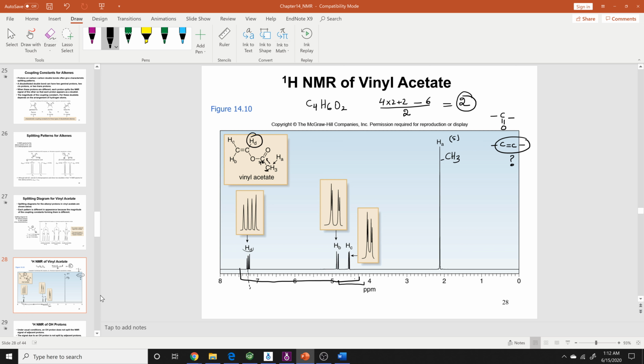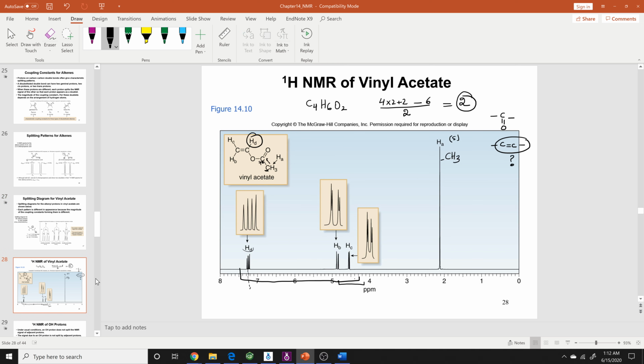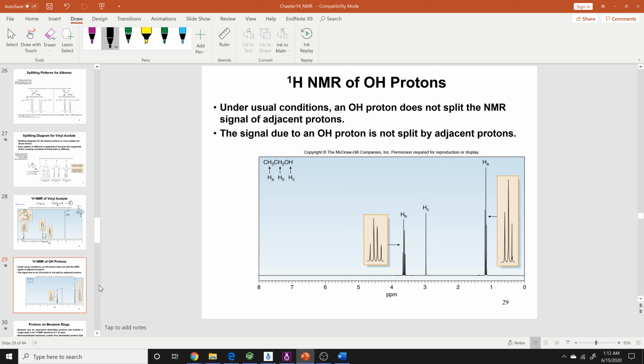You will see a doublet of doublet for each one of them. So this one is a doublet of doublet, this is a doublet of doublet, and this is a doublet of doublet. So basically this graph over here is seen in there. With respect to the OH, if you have an OH, then you would see a single peak between 2 and 3 parts per million. And that corresponds to the OH, to the alcohol.